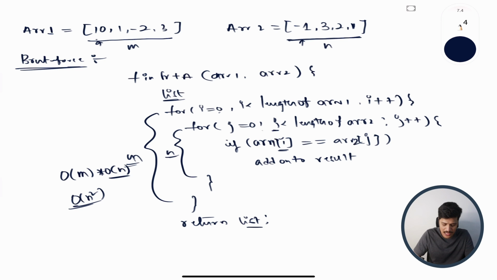Now, is there any better way to bring down this time complexity from order of n square to some other better time complexity? That is what we will be checking.